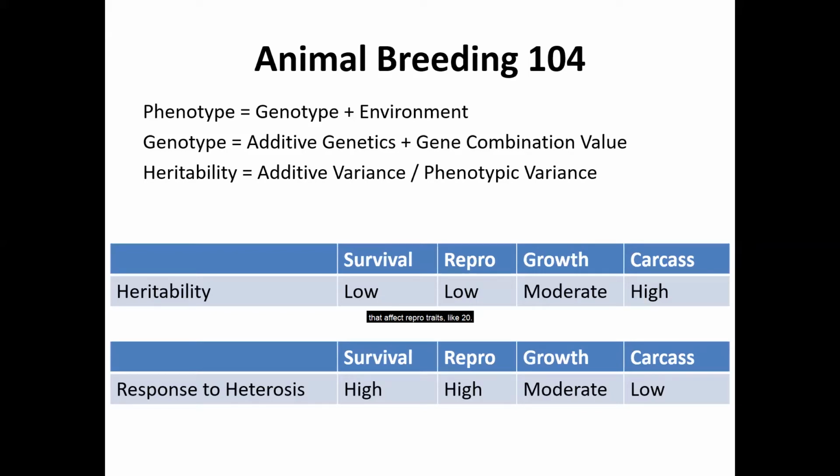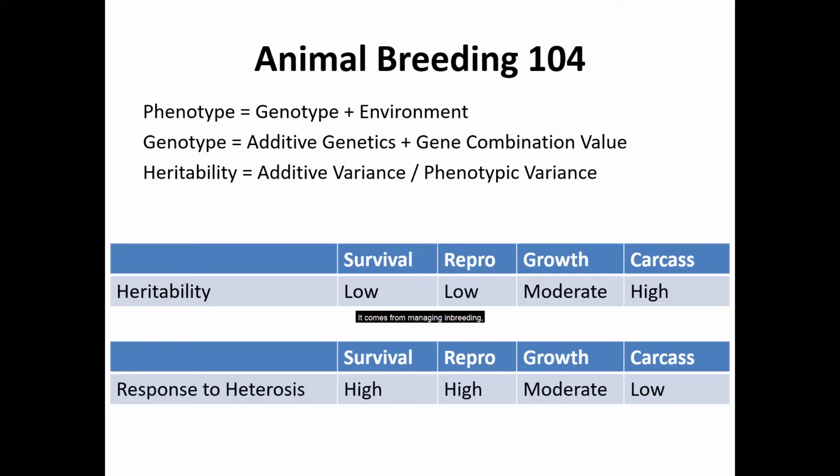and also there are a considerable amount of gene combination effects that affect repro traits like twinning. Okay, so selection for a lowly heritable trait is less effective than selection for a highly heritable trait. However, remember, for each of those traits, the response to heterosis is opposite.